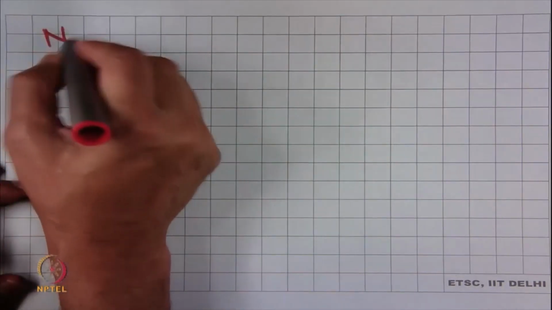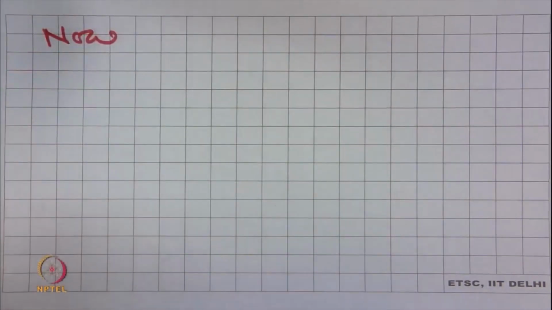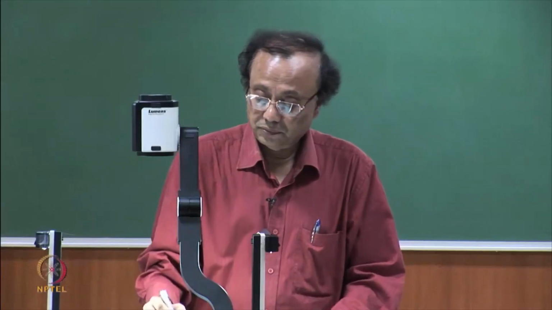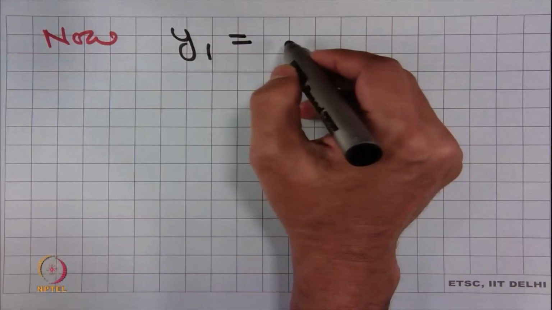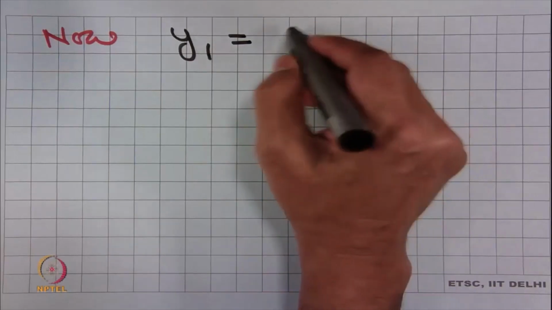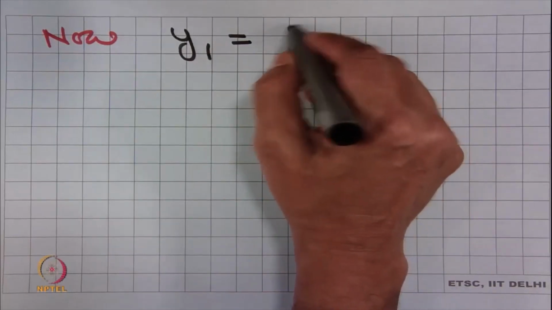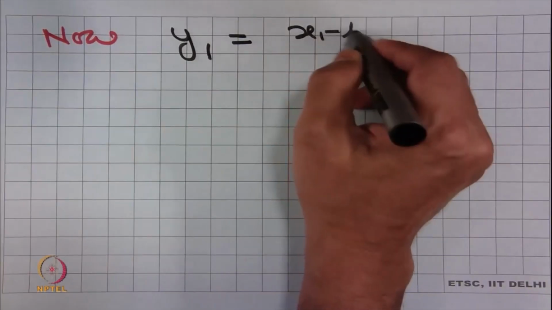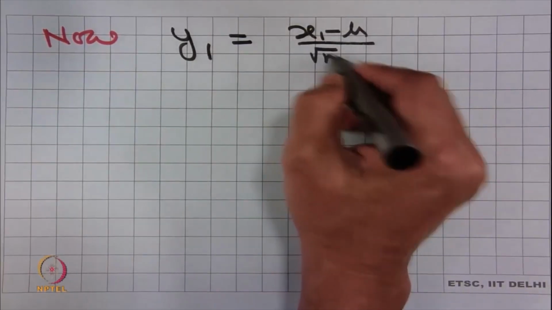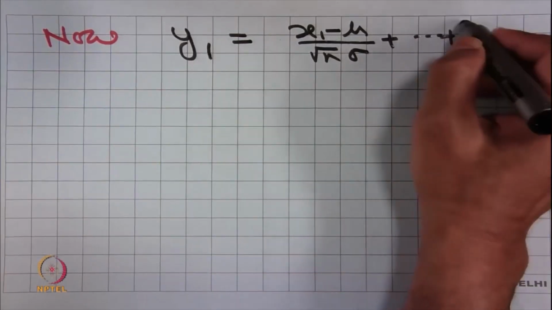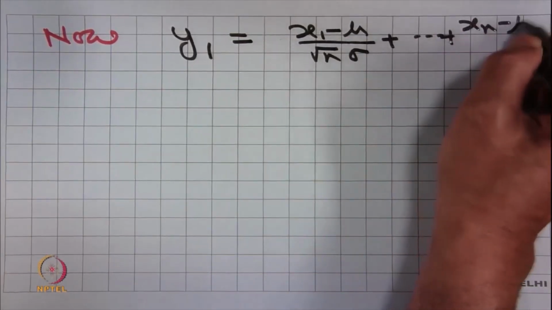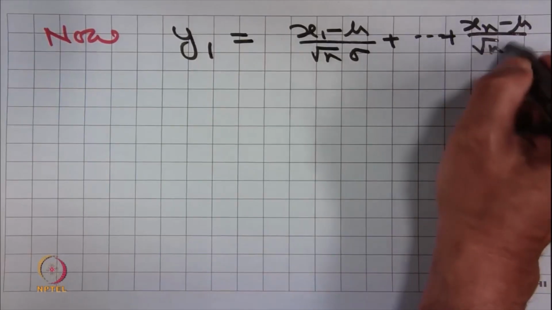Now, what is y1? y1 is equal to (x1 minus mu) upon root n sigma plus up to (xn minus mu) upon root n sigma.